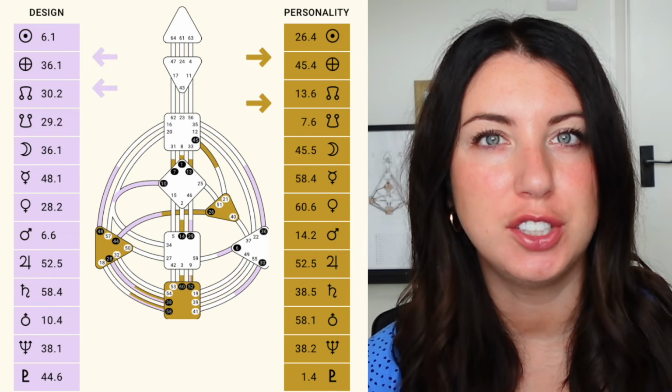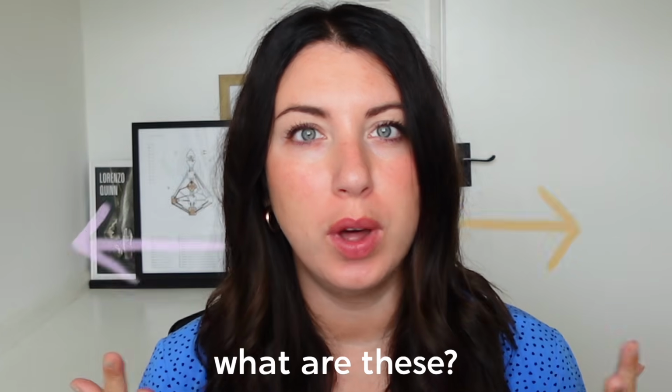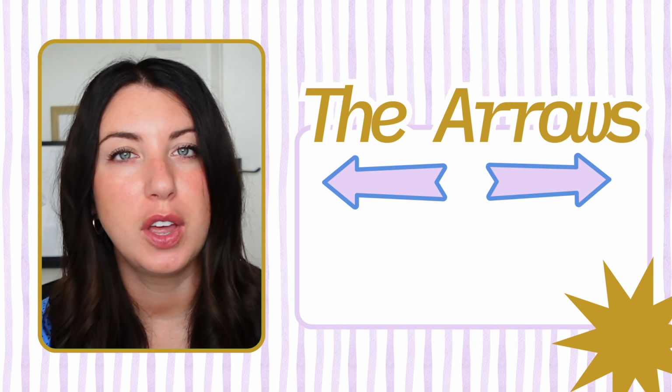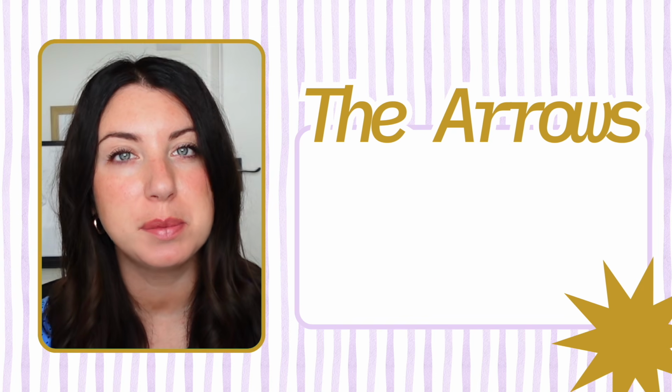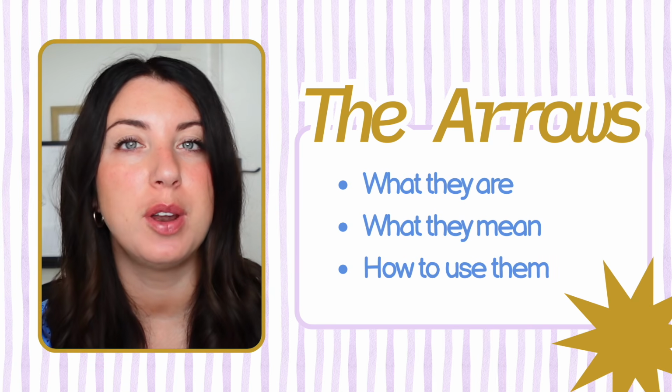So you've pulled up your human design chart and you've noticed those 4 little arrows around your head, and you're wondering, what are these? Why are they pointing in different directions? And should I even care? Those arrows are officially called the variables in human design. And in this video, I'm going to explain to you what they are, what they mean, and how you can actually use them on a practical level.